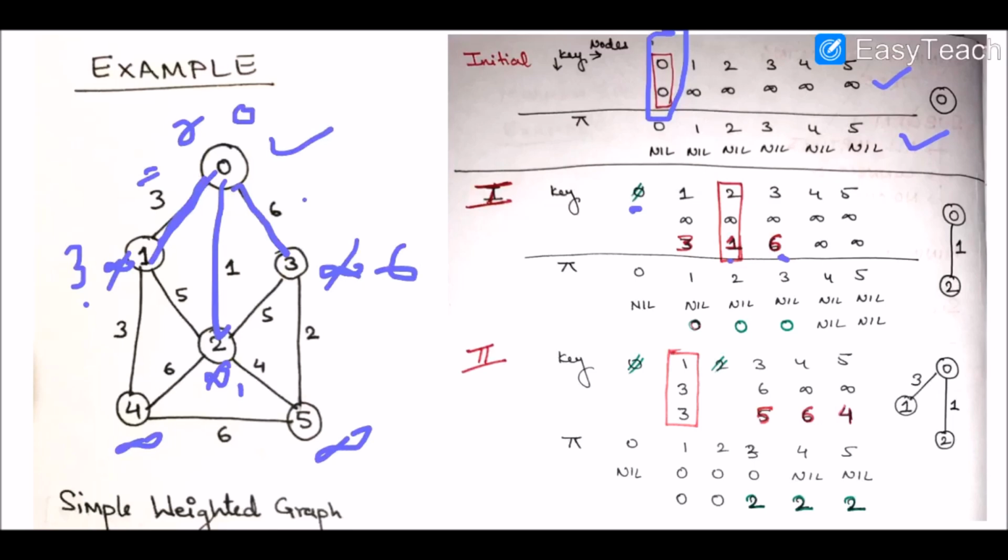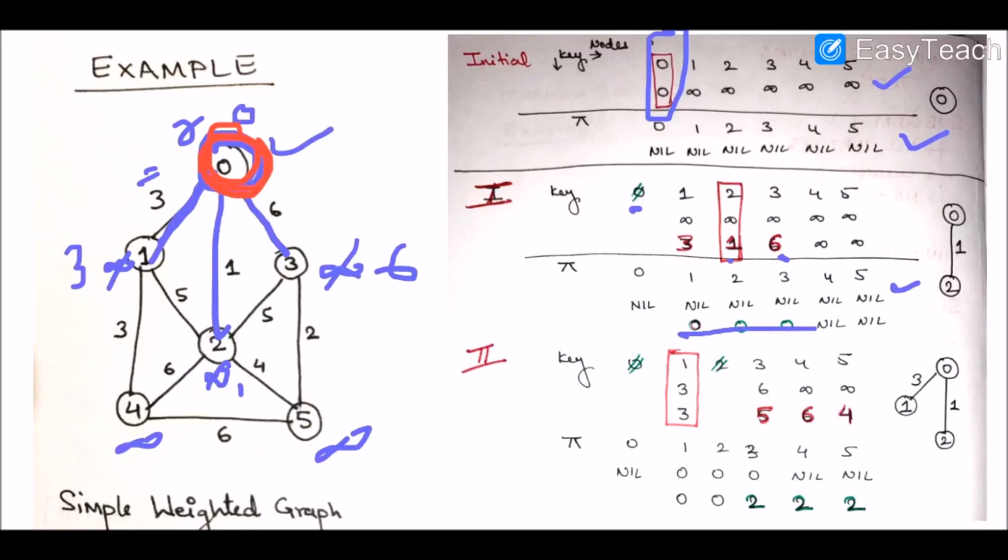How are we going to update the pi values? Initially the pi values were nil, and now 1 has been updated through 0, 2 has been updated through 0, and 3 has been updated through 0. So the pi values, that means the previous nodes, will become 0, 0, 0 for 1, 2, 3, and 4 and 5 will remain the same. So this is the first step. We have extracted 0, so 0 has been included in our tree, right?